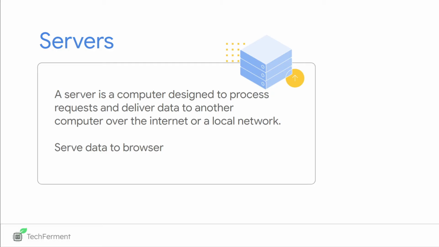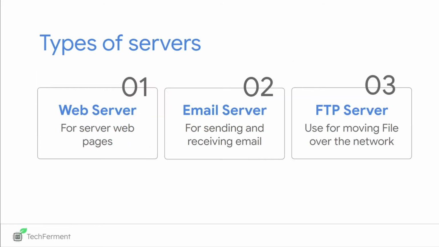A server is basically a computer where you can upload your HTML, CSS, or JavaScript code, or any other document, such as media or audio files, and you can access those files on the system through the internet. A server is a computer designed to process requests and deliver data to another computer. Basically, a server is used to serve data to the browser. Speaking specifically about the server part, as a web developer we have to work with three types of servers.